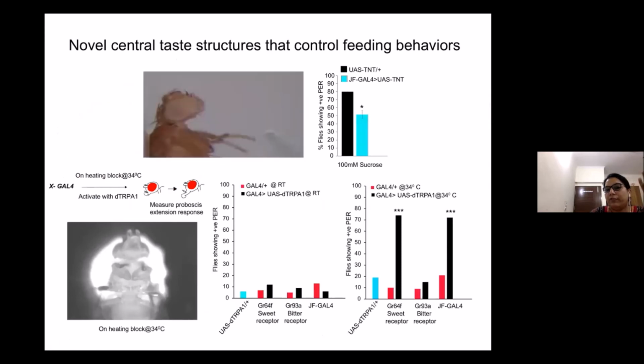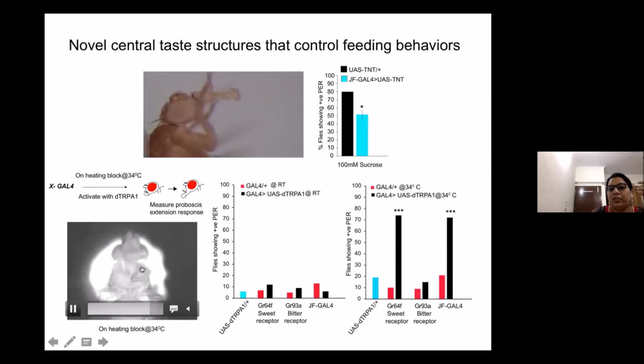We also wanted to confirm these results. So we again did the PER assay, or the proboscis extension assay. These were done manually and by expressing D-TRPA, which I just showed you. In both the cases, you can see that silencing these neurons brings the responses of this set of neurons to a lower level compared to the control set of neurons. And the responses that we have observed for D-TRPA, it is just like the sweet taste receptor, suggesting that these neurons are indeed part of the sugar circuitry present in the brain.